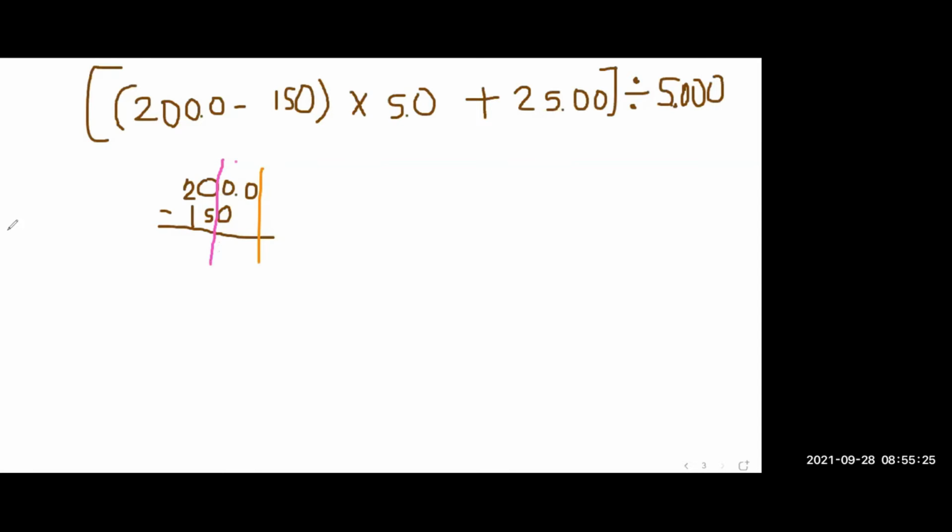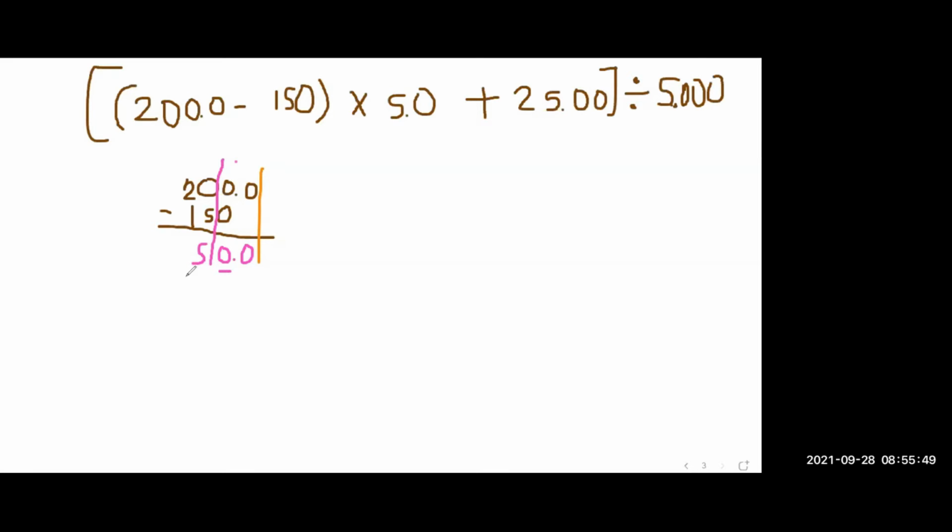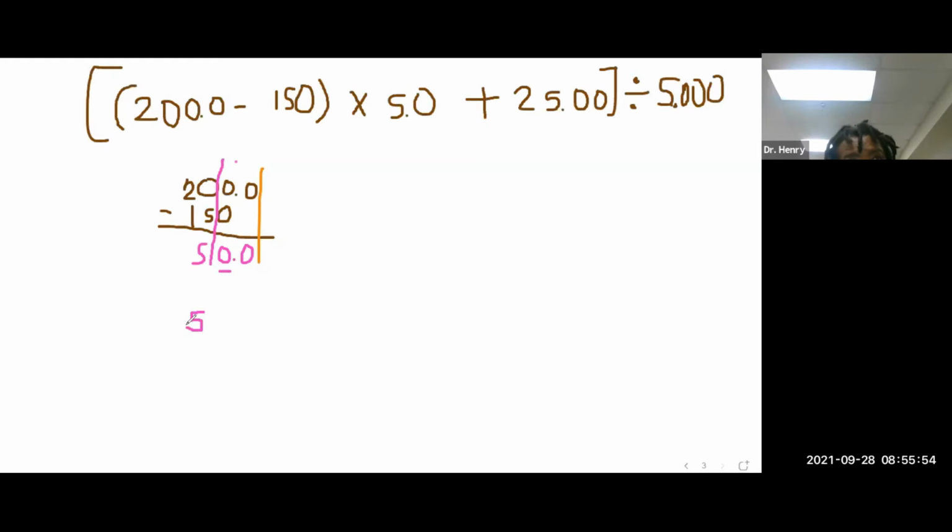Okay, so if I do my subtraction, I get 50.0. So if I determine my sig figs, I'm going to be looking at this number. Am I going to round up or leave it alone? Leave it alone. So my answer is going to be 50, with only one sig fig.